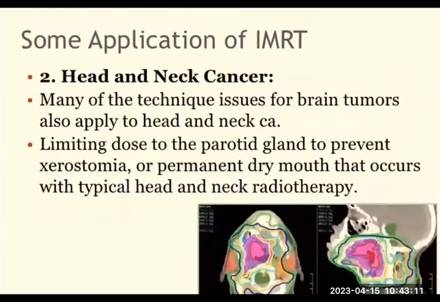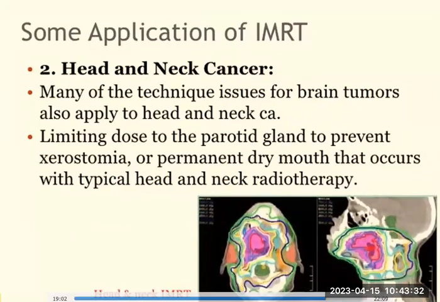The next application is head and neck cancer. You can see how the neck cancer is spread out; the dark portion is the tumor, and around the tumor several lines have been drawn. Many of the technique issues for brain tumors also apply to head and neck. Limiting the dose will prevent other secondary problems, like permanent dry mouth, which may happen with head and neck radiotherapy. Those are critical stages where there are no other options for treatment, so obviously we go for radiation therapy. IMRT always limits the dose.